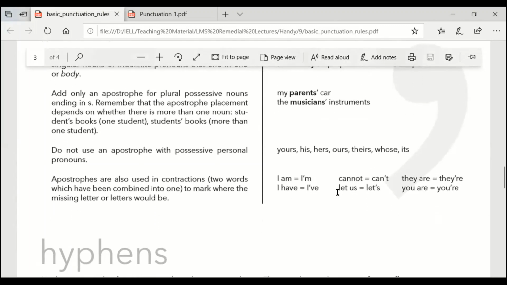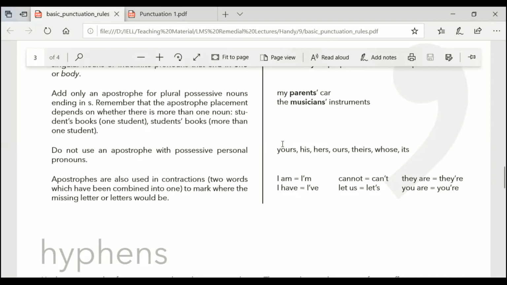Next rule is do not use an apostrophe with possessive personal pronouns. Again, this is a very common mistake. His, hers, yours: here we do not put an apostrophe before the s.